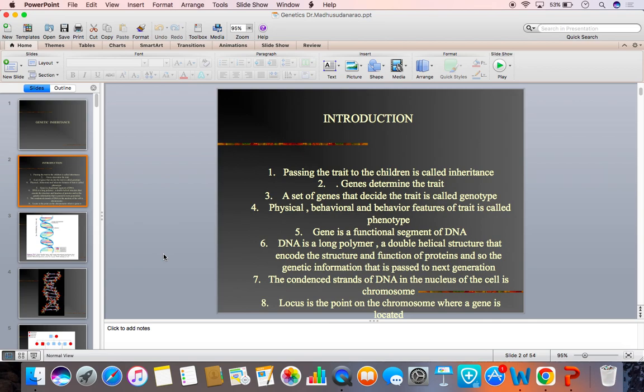Gene is the fundamental segment of DNA. Please understand this particular term. Then, DNA is a long polymer, a double-stranded, double helical structure that encodes the structure and functions of a protein. And so, the genetic information is passed on to the generations. Okay?